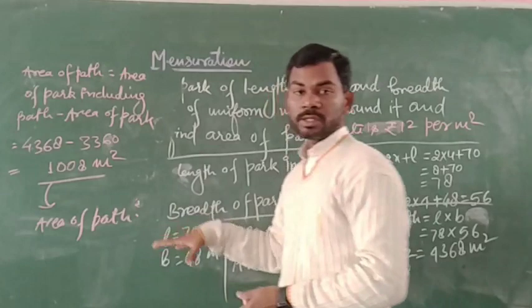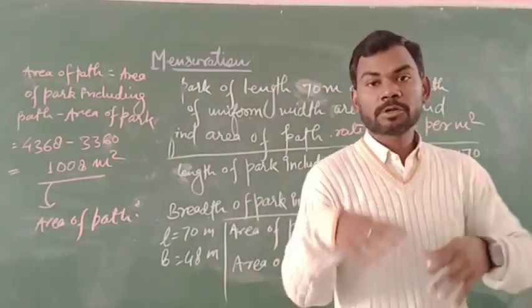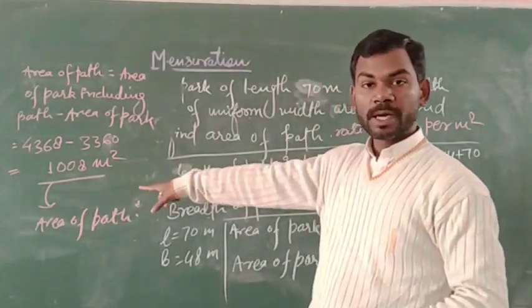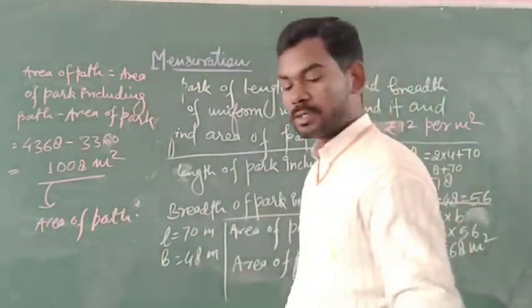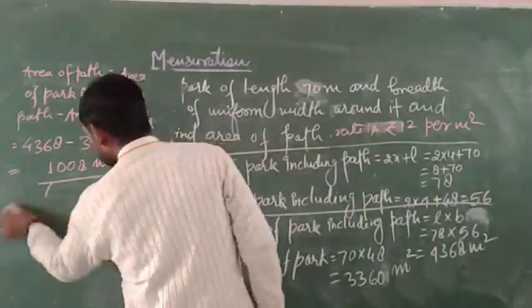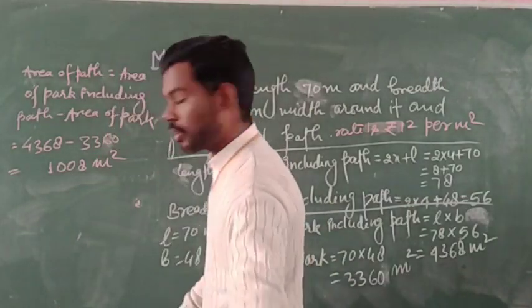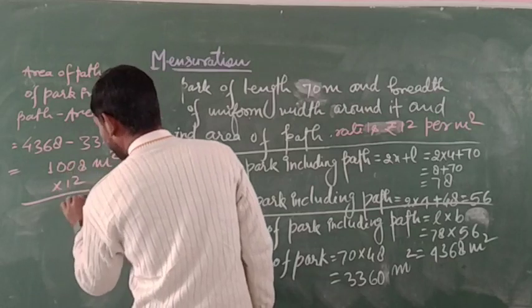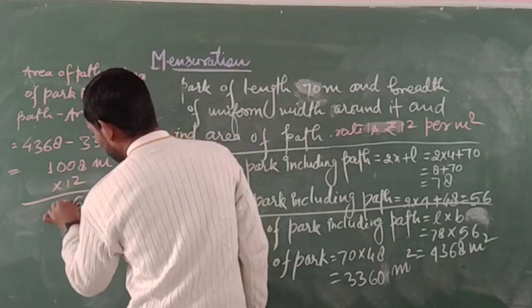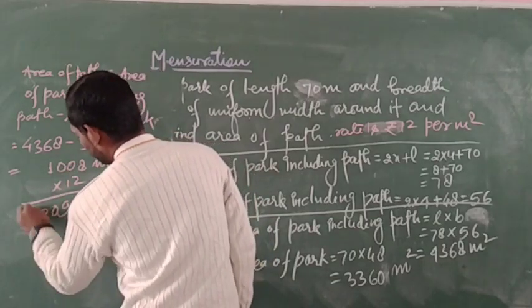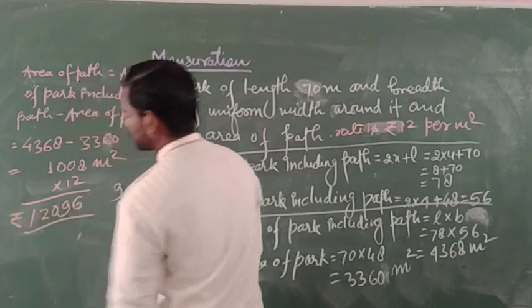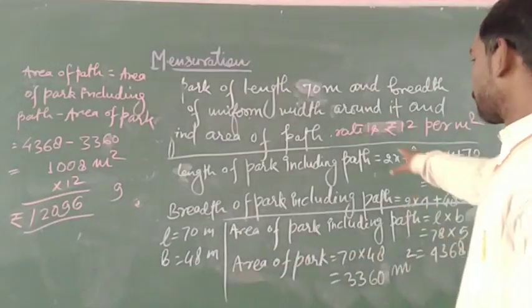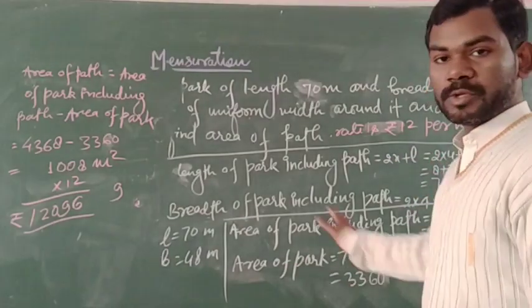Okay, so in this way, if we want to find the total cost, we multiply 1008 by 12 and we get the result. 12 times 8 is 96, carry 9, and so on. This is the total cost of making the lane at the rate of 12 rupees per meter square. So I hope the solution is clear.